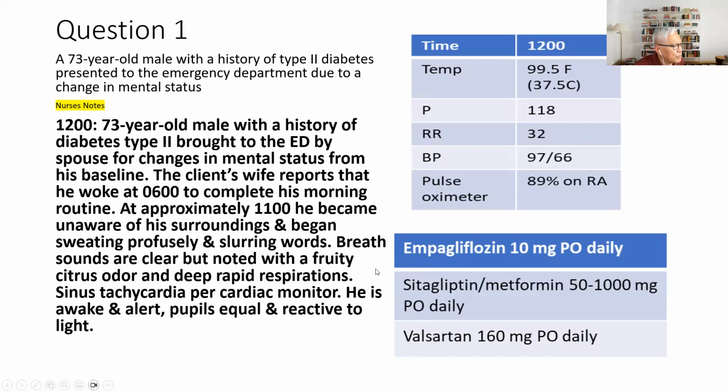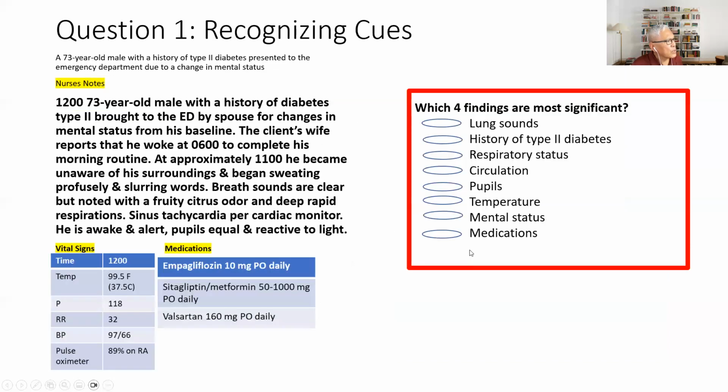Sinus tachycardia per cardiac monitor. He's awake, alert, pupils equal and reactive to light, and vital signs are respiratory rate of 32, the BP is low, and pulse oximeter 89 on room air. He is on empagliflozin 10 milligrams, sitagliptin, and metformin, as well as valsartan. Which findings are going to be the most significant? Which 4 findings are the most significant? Let's take a look at what those findings are.